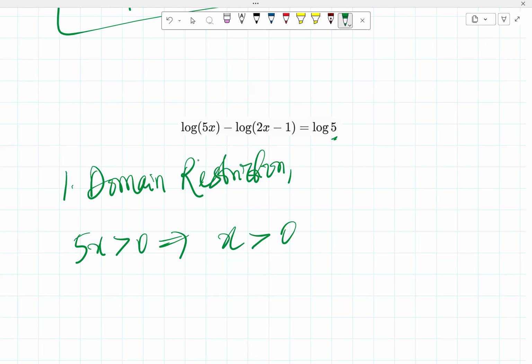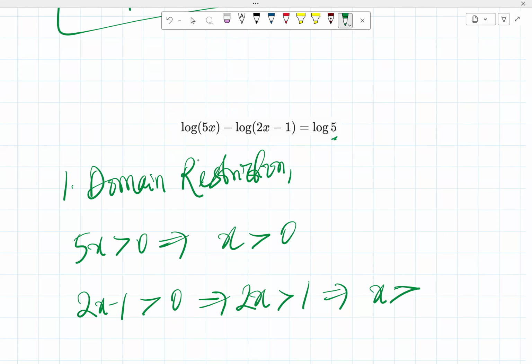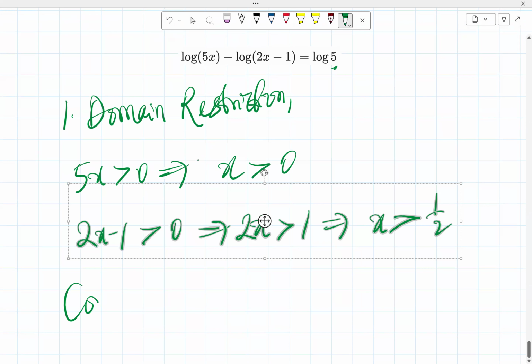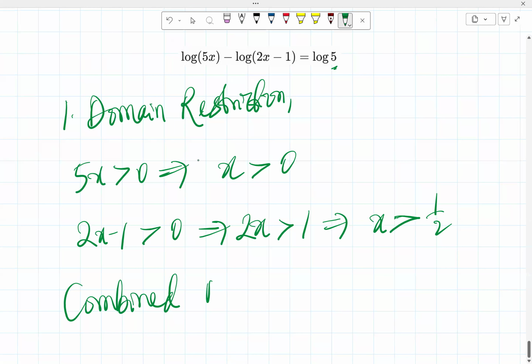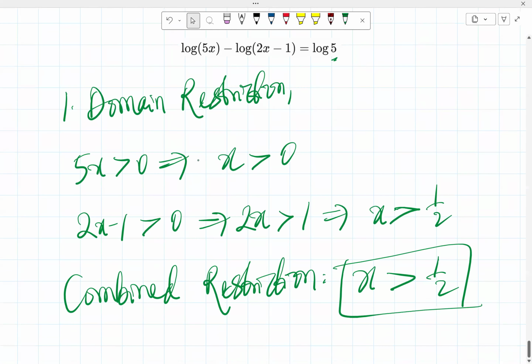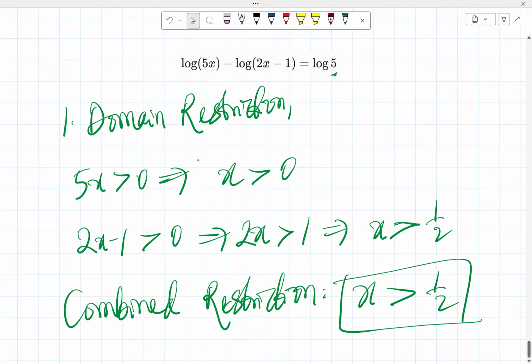So that's one. Next, we have 2x minus 1 should be greater than 0. That implies that 2x is greater than 1, which means that x is greater than 1 over 2. And if x is greater than 1 over 2, it's automatically greater than 0. So the combined domain restriction, if you like, is that x should be greater than 1 over 2. Because once x is greater than 1 over 2, it's automatically greater than 0. So we have that now. Then we can go ahead and solve.